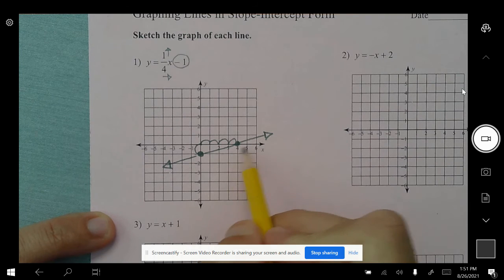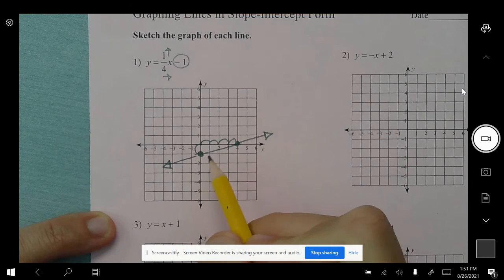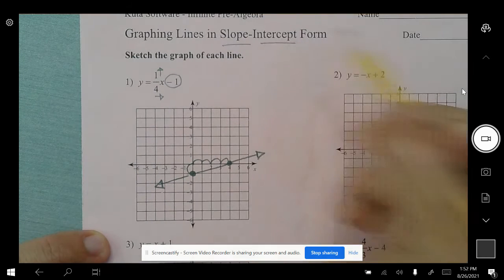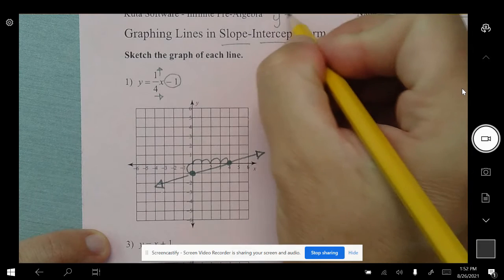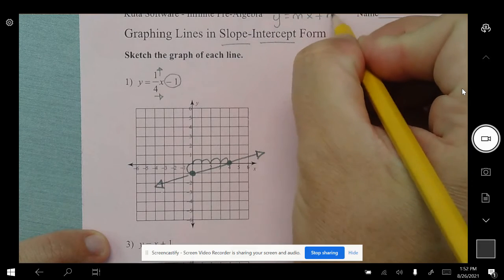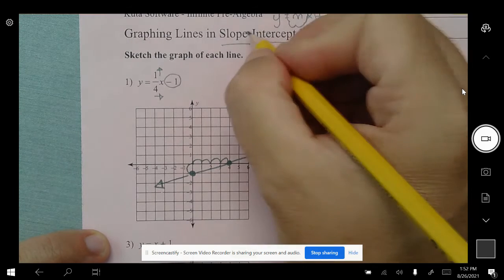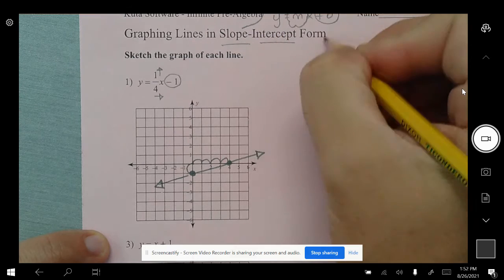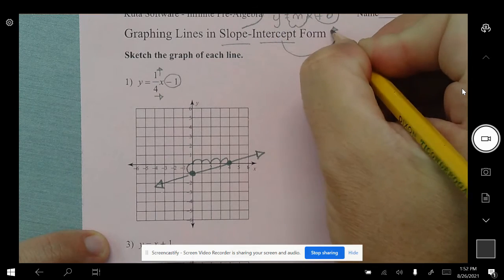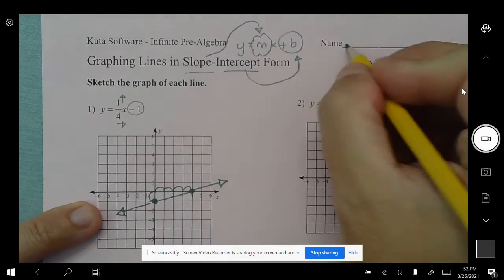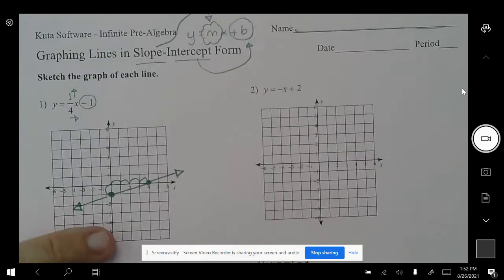This creates your linear equation. This is a line in slope-intercept form. What does that look like again? Y equals mx plus b. M is the slope. B is the y-intercept. Make sure your name's here. All right, you're going to get credit for this.